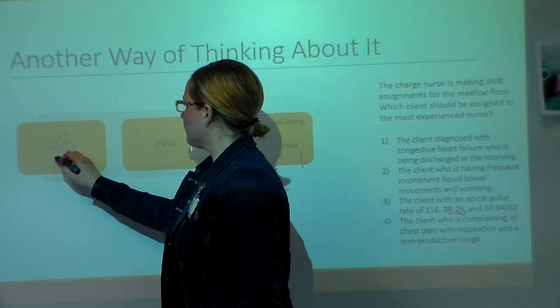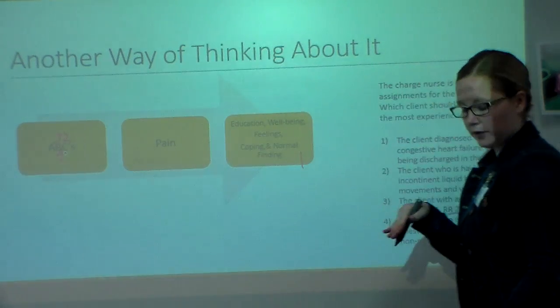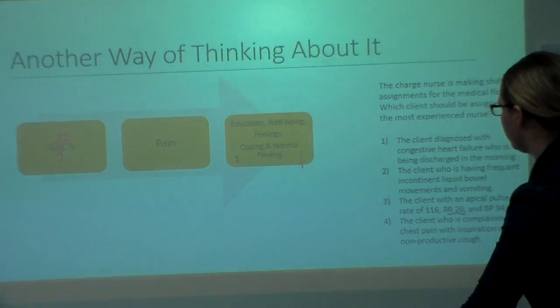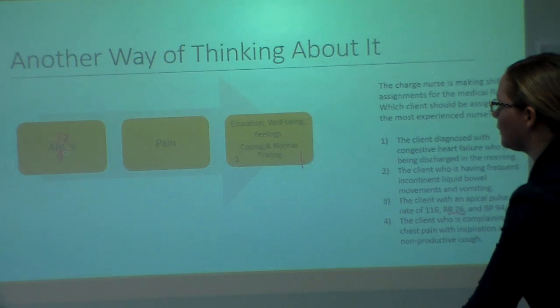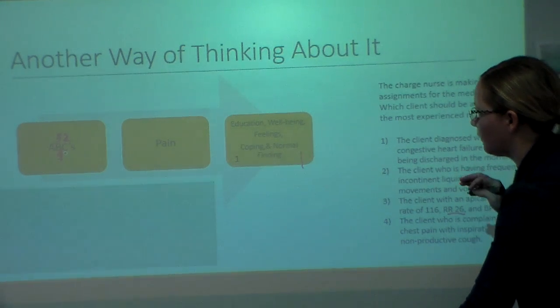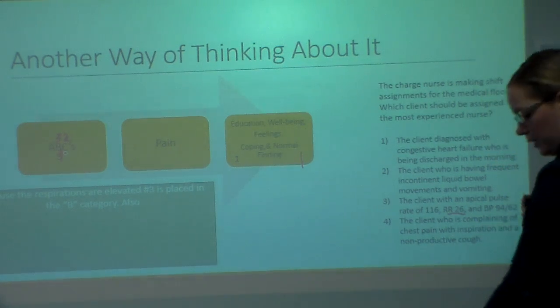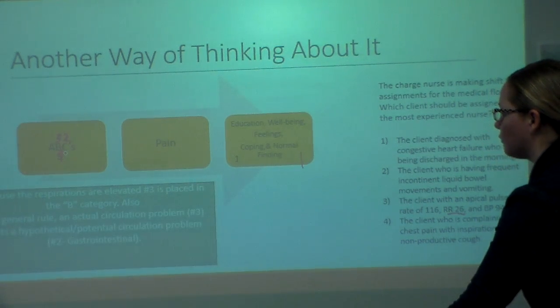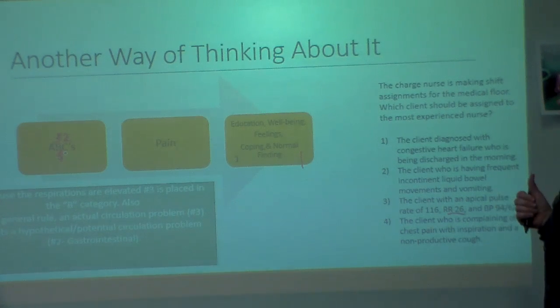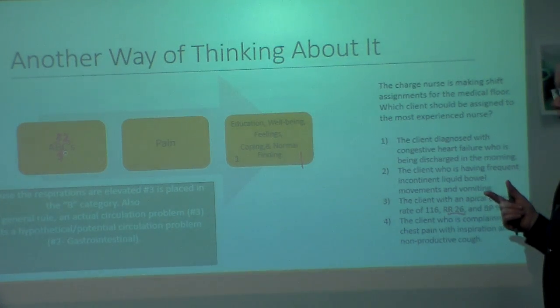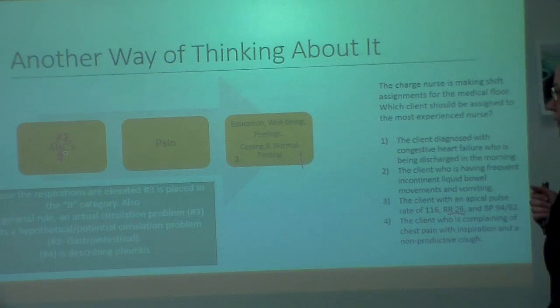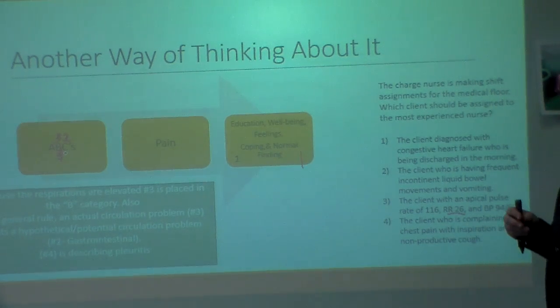So with this one, you've got a tie on the breathing category. So you kind of have to think through that. Let's see if we put the same thing. You guys were staying on track with my thoughts. Because respirations are elevated, number 3, that's why we put it in the B category. As a general rule, an actual circulation problem beats a hypothetical circulation problem. And number 4 is describing pleuritis or maybe pneumonia.